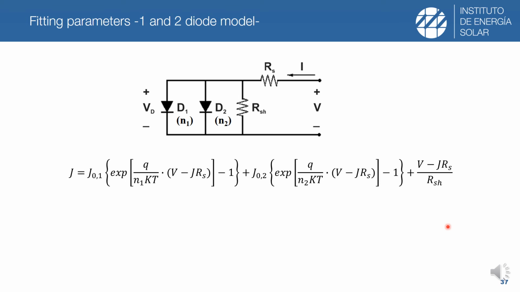And well, the main parameters that have been used for the fittings are the saturation current densities, J01 and J02, which depend on the material quality, the ideality factors N1 and N2, which account for how far the diode is from ideality, and also the series resistance and the shunt resistance losses.